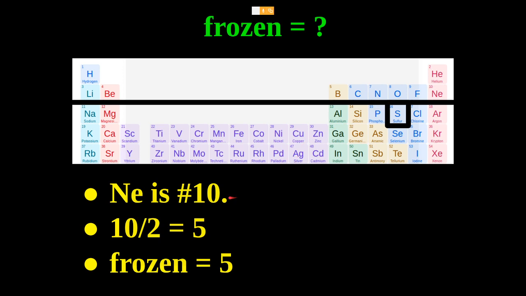So in this case, neon is number 10. There's 10 electrons in neon. We're going to freeze them all. But in PySCF, we can't freeze individual electrons. We're going to freeze electron pairs. So we're never going to freeze just one electron.